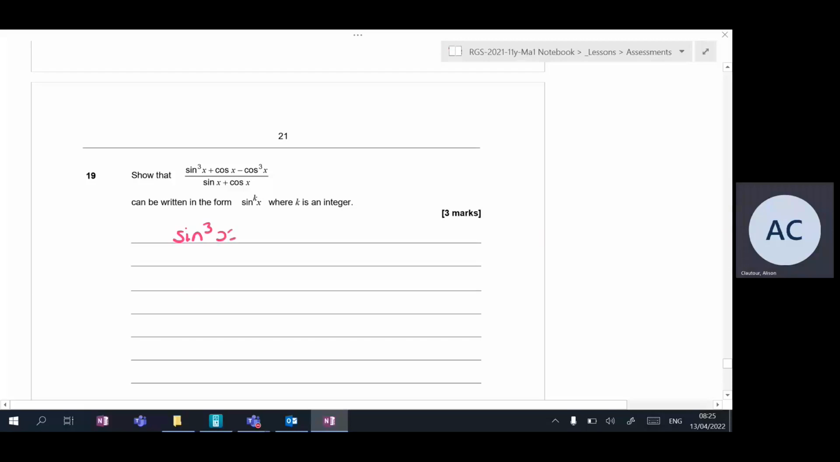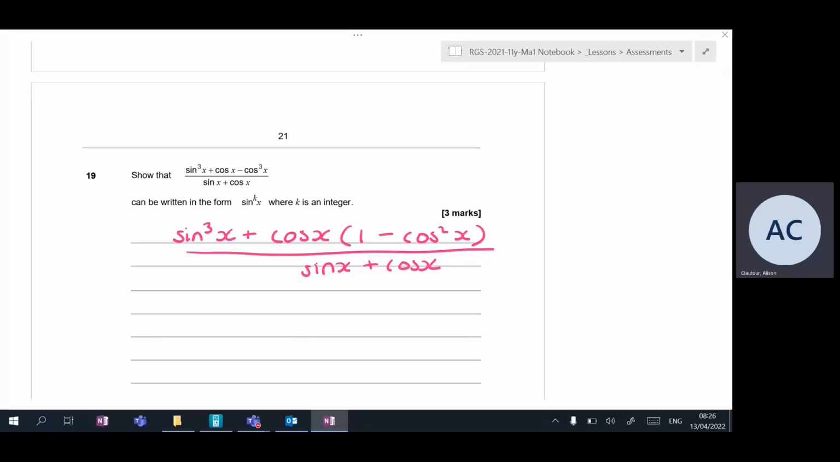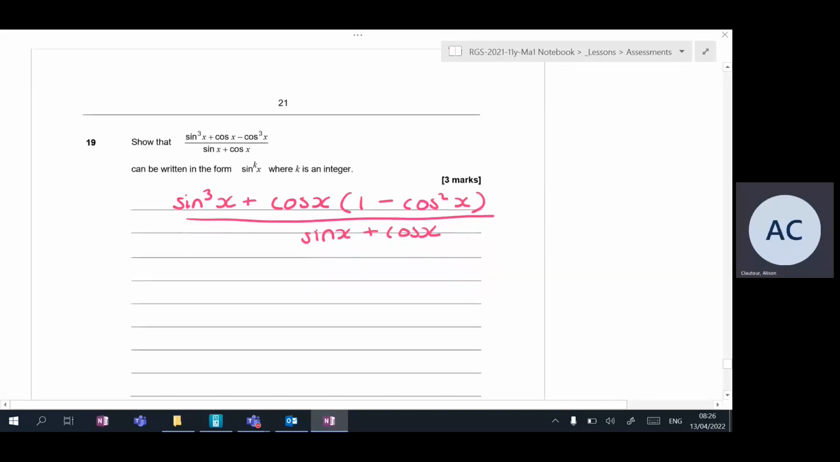Okay, I'm going to leave the sine cubed x there at the front. Okay, and then for my second two terms, I'm going to factorize out cos x. Okay, you'll see why in a minute. So if I take cos x out, I've got 1 minus cos squared x. So hopefully you can see why I chose to do that. So I clocked, if I factorize out cos x, then I'd get 1 minus cos squared, and that is obviously something I can replace with sine squared.